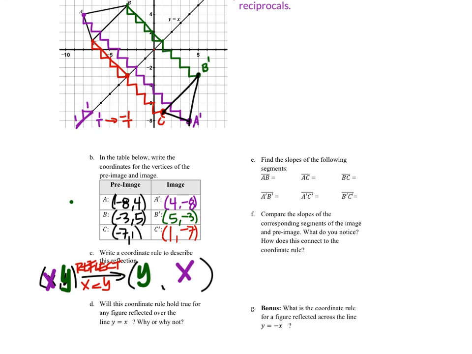And yes, this will work all the time for any line reflected over the line y equals x, because it's just showing that we're changing the x and y value. It worked for those three. We could say they're random points, so it will work for any point. Next, go and take a moment and find the slopes of all 6 of those line segments. And then after about a minute, we're going to show you what those slopes are.